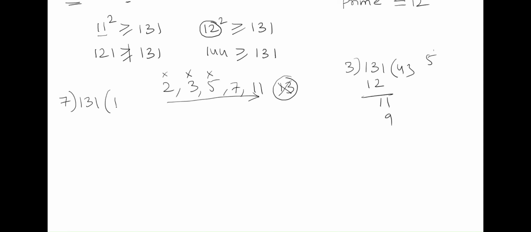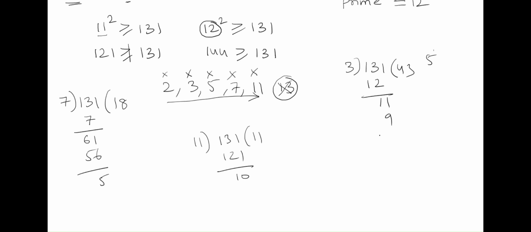So now let's check it with 7 and 11 as well. So it is 131, 7 ones are 7, so it is 61, 7 sevens are 49, 7 eights are 56, so you'll get 5 here, so it is also not dividing. Now let's see with 11. 11 elevens are 121, so you are getting 10, so it is also not dividing. So by this we can say this 131 is a prime number.